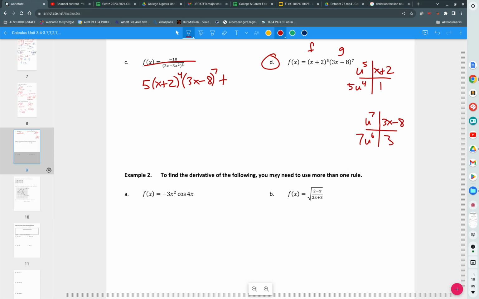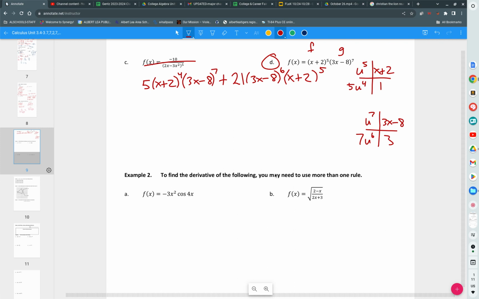So what do you get there? 21 times 3x minus 8 to the 6th power times x plus 2 to the 5th. Good job. Nice. Good work. Okay? If you have the product rule in conjunction with the chain rule, you always must write it in factored form every time. I've never seen it expressed otherwise on the AP exam.